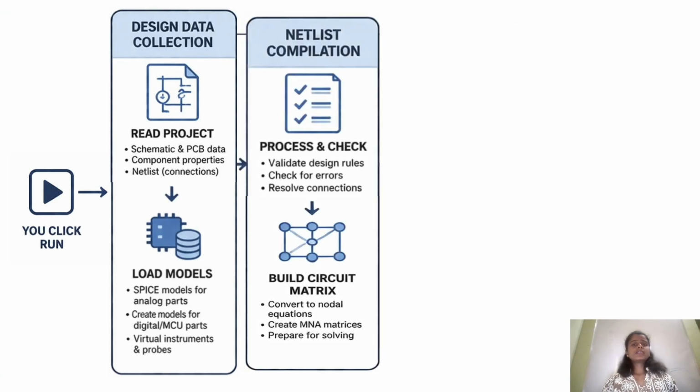Next, Proteus does something called netlist compilation. What is a netlist? Imagine your circuit as dots connected by wires. Proteus converts the schematic into mathematical equations describing every voltage and current in the circuit. These equations tell Proteus how electricity will flow through each component. It also checks for mistakes.